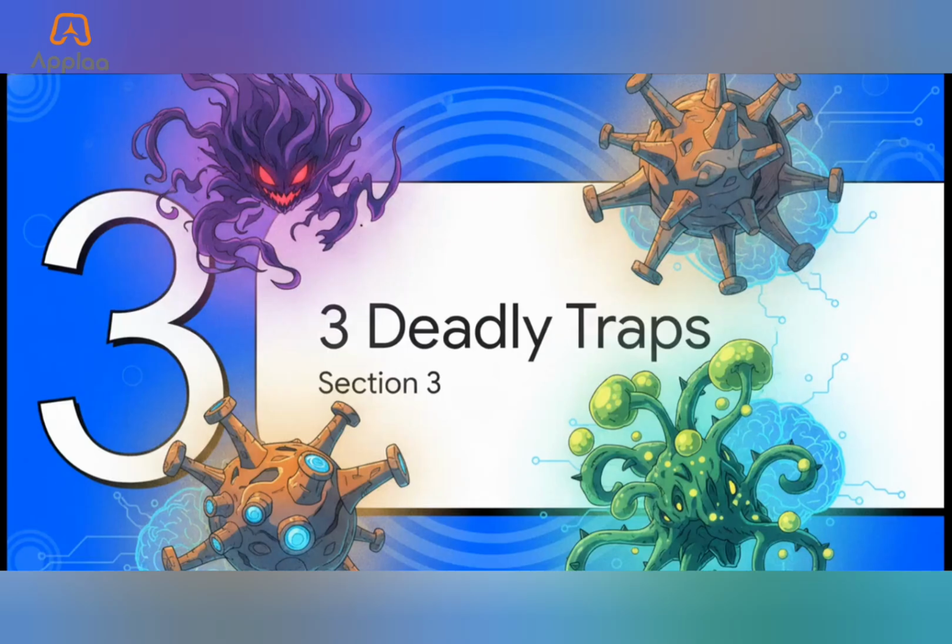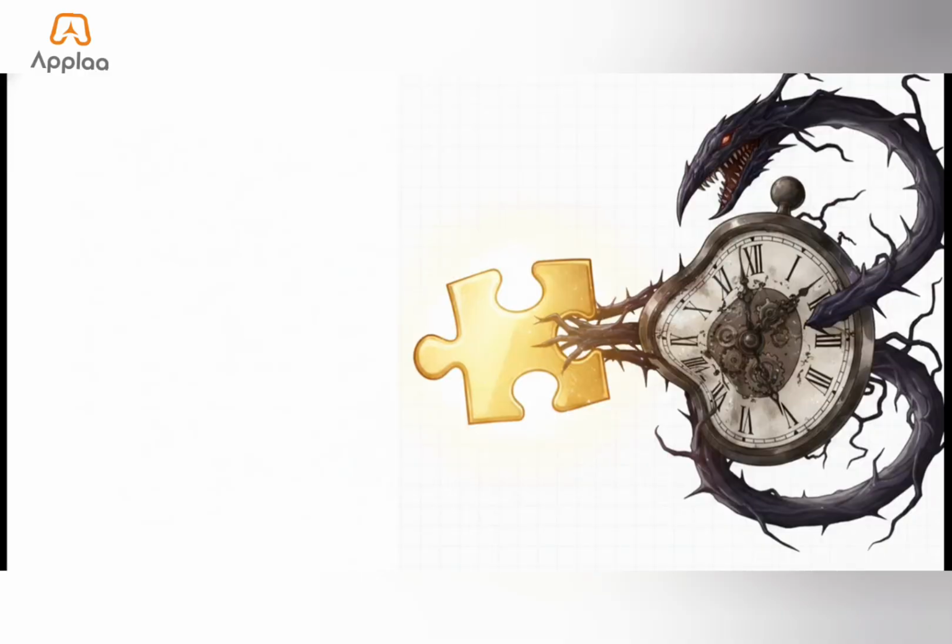All right, let's shift into part 3, the 3 deadly traps. This is where we identify the specific pathogens the test makers are going to use against you. Trap number 1 is dispersion. And wow, this one is incredibly sneaky.